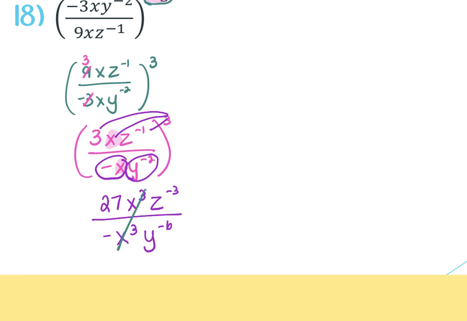Now the x to the third's still canceled. There's a negative in the bottom, so that's still a negative 27. The z is going to go to the bottom, so z to the third, and the y is going to come to the top, y to the 6th.